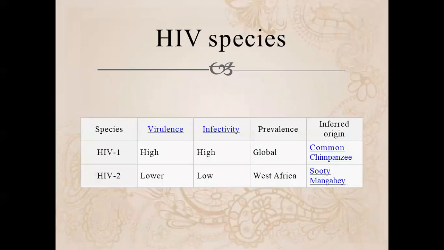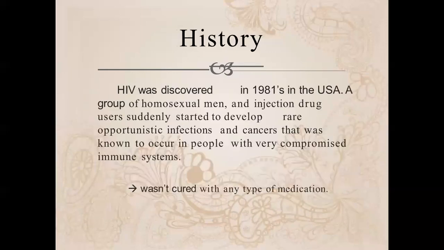Coming to the HIV species, HIV 1 and 2. The virulence of HIV 1 is high and HIV 2 is lower. The infectivity of HIV 1 is high and HIV 2 is lower. The prevalence of HIV 1 is global, while HIV 2 is only present in West Africa. HIV 1 originated commonly from the chimpanzee, and HIV 2 from the sooty mangabey. So these were transferred from monkeys or chimpanzees.